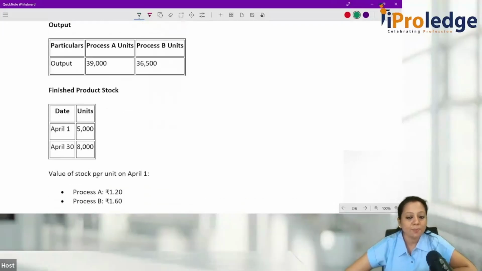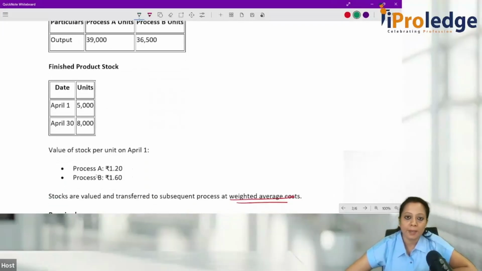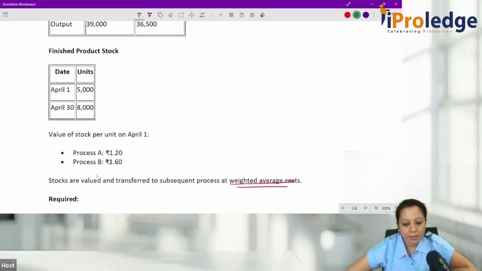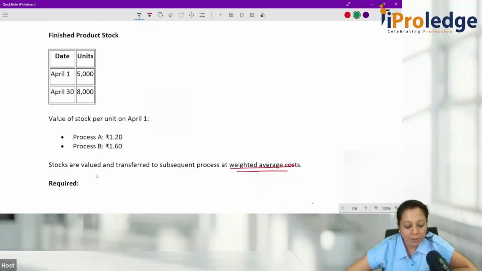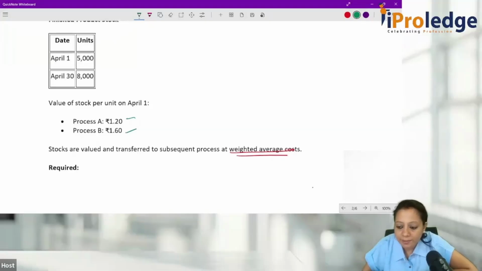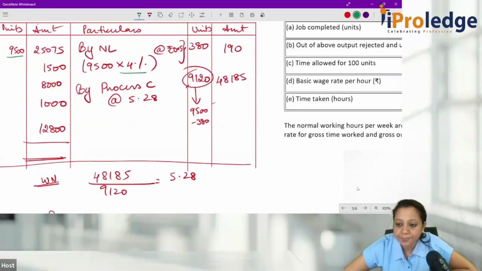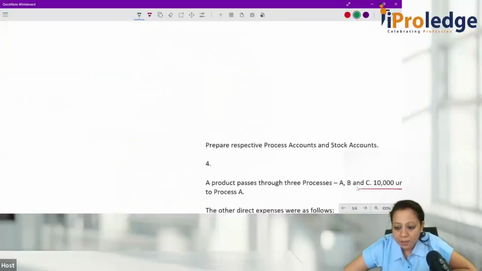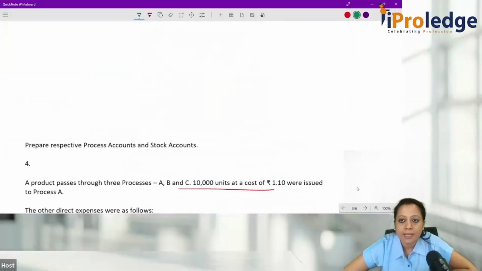So now finished product stock is given. So finished goods stock opening and closing is given. Okay. So the value of stock per unit on April 1 for process A and process B is also given. So opening and closing stock is available to us. Okay, ma'am. So now, they have given the rates also. The stocks are valued and transferred to subsequent process at weighted average cost. All right. So now required, we are supposed to find out, prepare respective process accounts and stock accounts. All right, students. Are we all ready to do that?